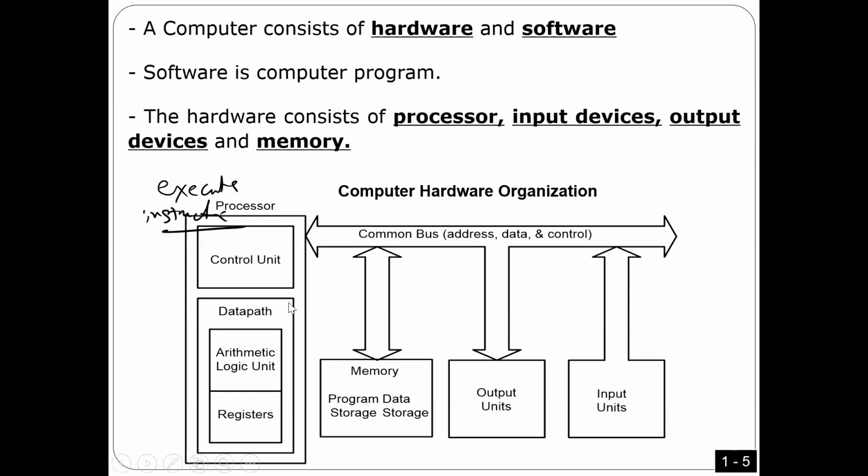Again, this processor can only execute instructions, so alone it cannot create a system. We need to put everything together this way to create a system. Now I'm going to explain the details: why we need memory, why we need buses, and what we mean by input-output devices. So let's start with what we mean by input and output devices.